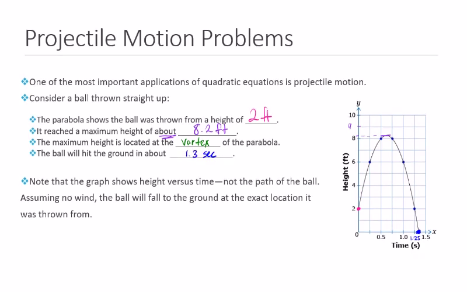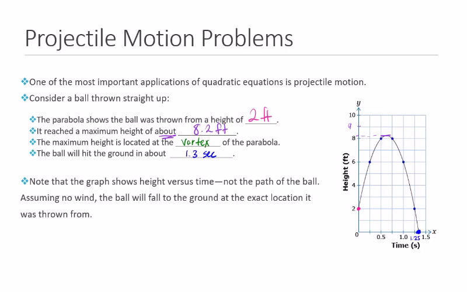Okay, so it says note that the graph shows height versus time, not the path of the ball. We're assuming the ball will fall to the ground in the exact location it was thrown. So this one's going up and down, it's not going anywhere beyond the vertical path. It's not going out horizontally, just vertically.